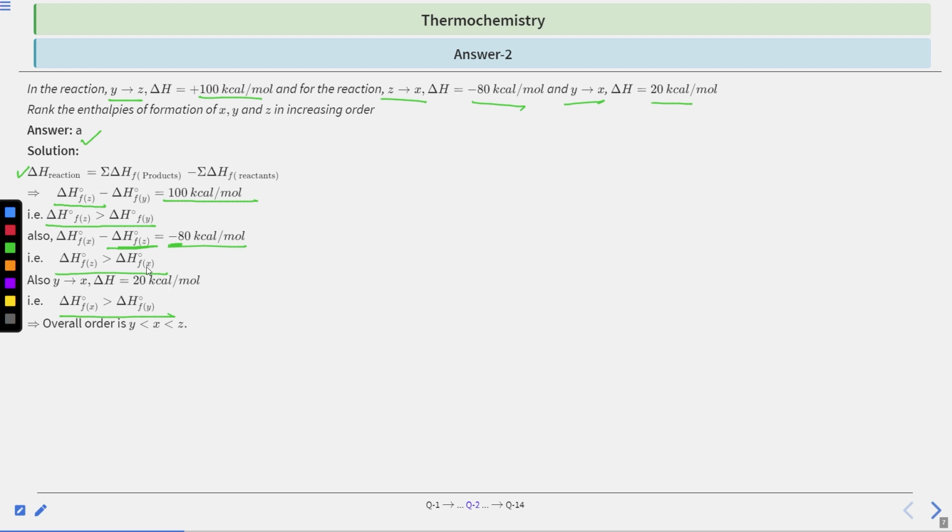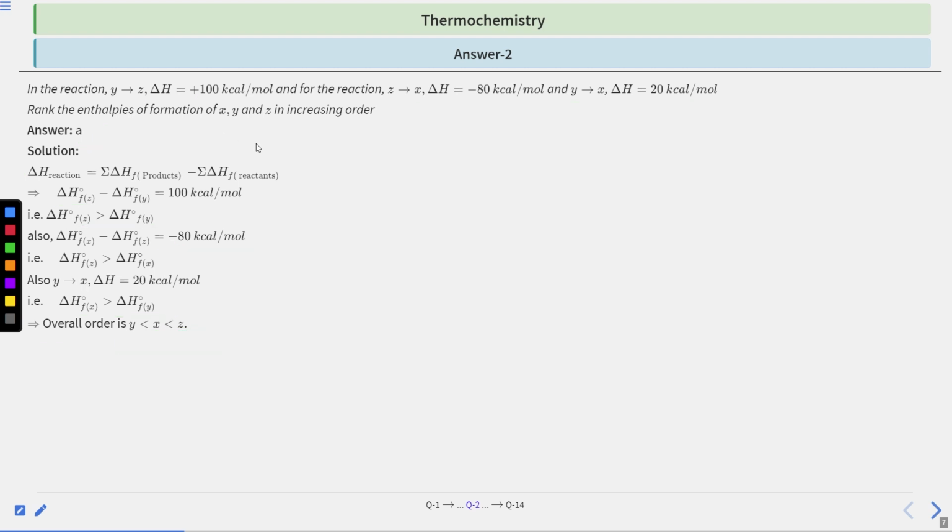So you can observe that the enthalpy of formation for X is greater than that for Y, and the enthalpy of formation for Z is greater than that for X, right? On combining these two things, we can say that overall, the enthalpy of formation of Z is the most, then the enthalpy of formation of X will come, and the enthalpy of formation of Y is the least. So this is the overall order of enthalpies of formation of X, Y and Z, right? Hence option A is the correct answer.